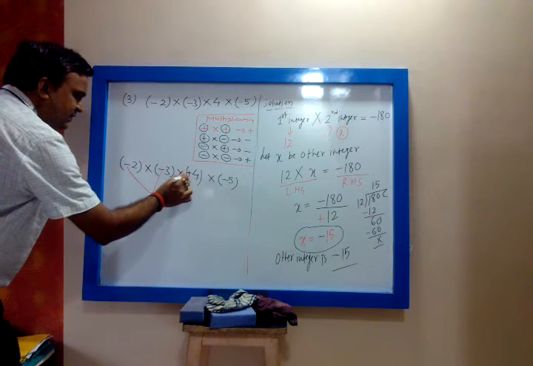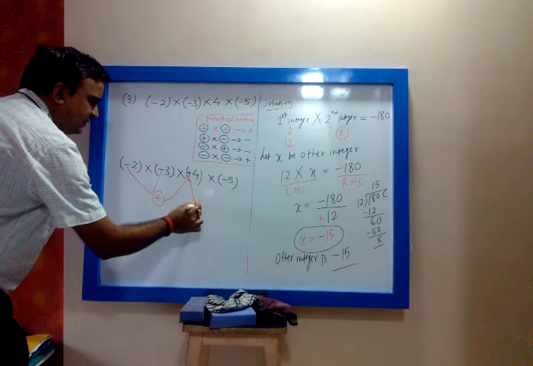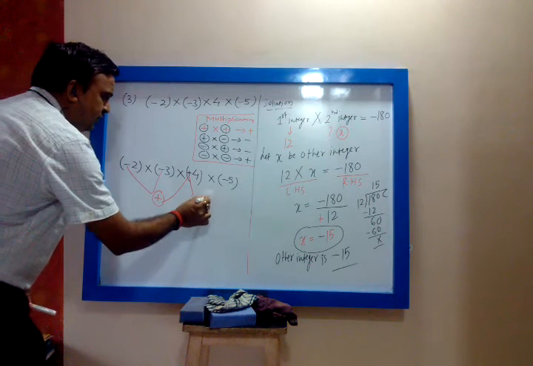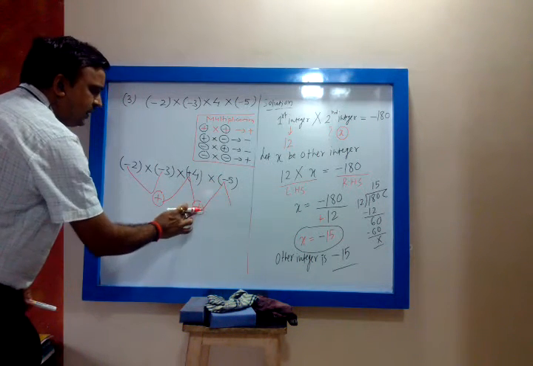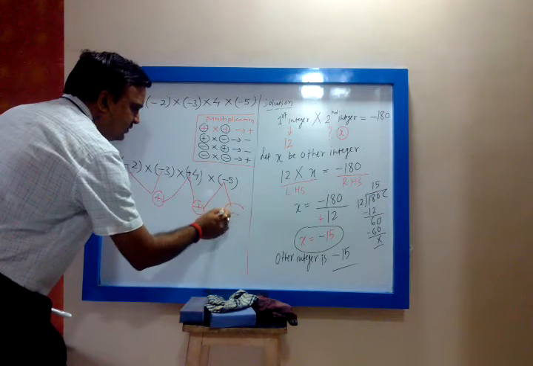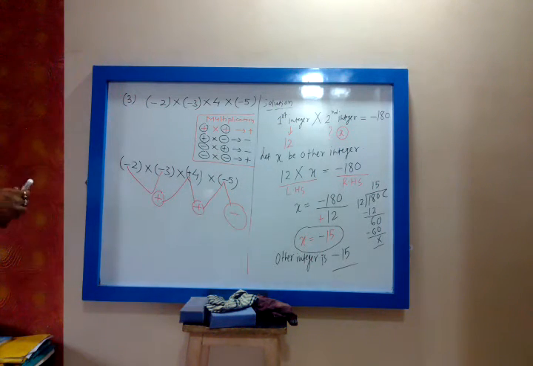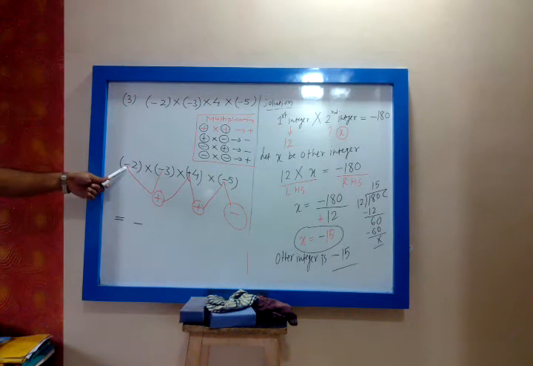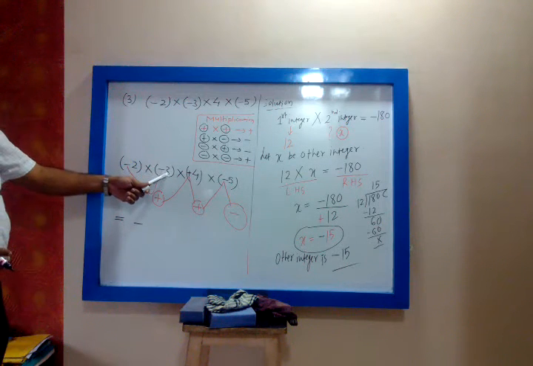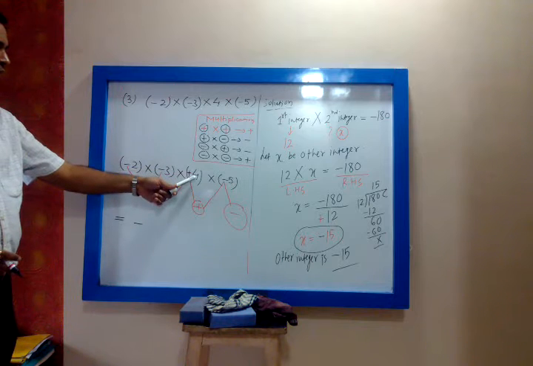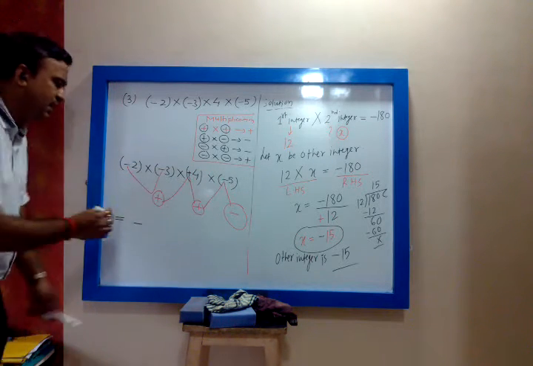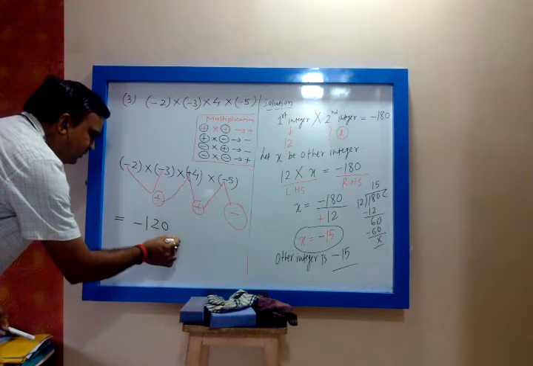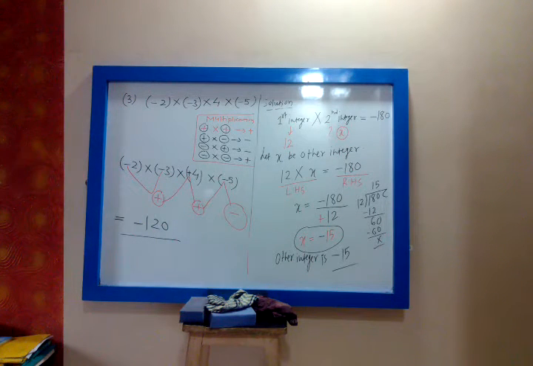Then plus into plus, plus. Then plus into minus, minus. So our final sign is minus. I will write minus. Then I will multiply the number. 2 into 3, 6. 6 into 4, 24. 24 into 5, 120. Answer is minus 120.